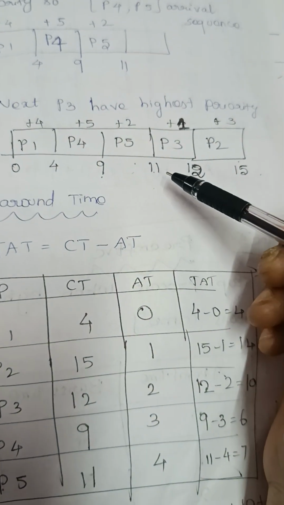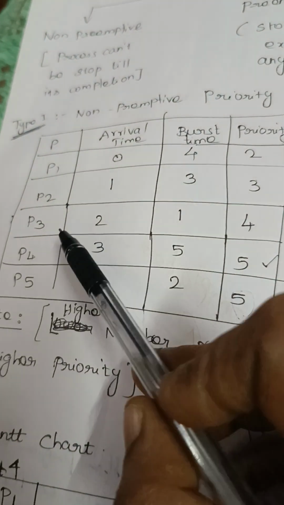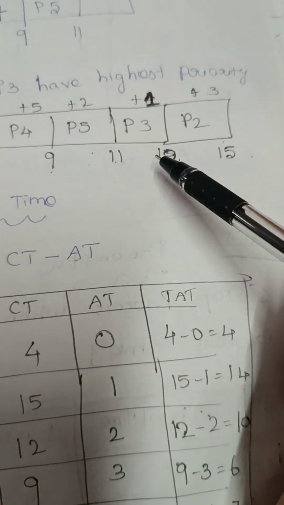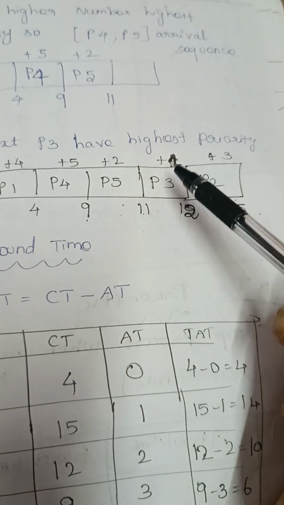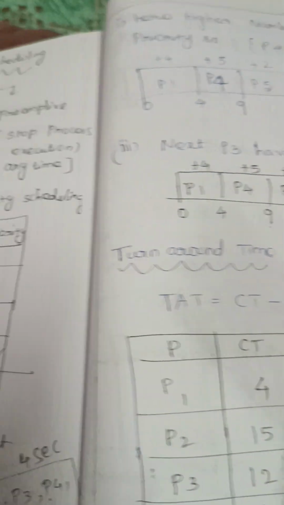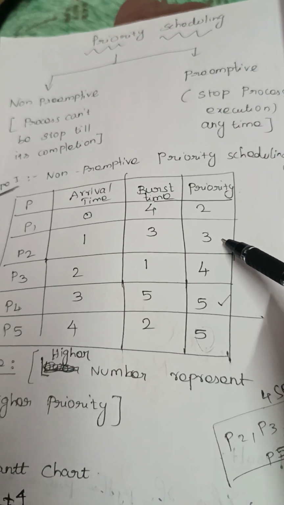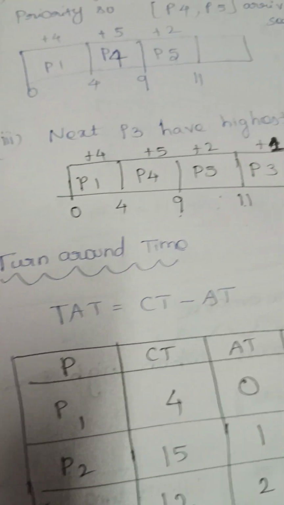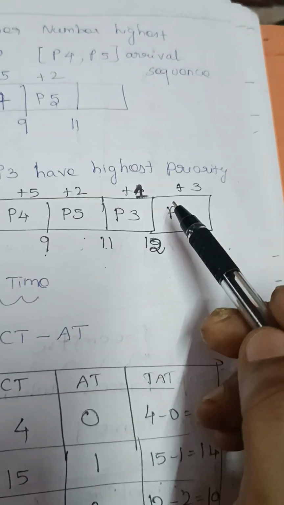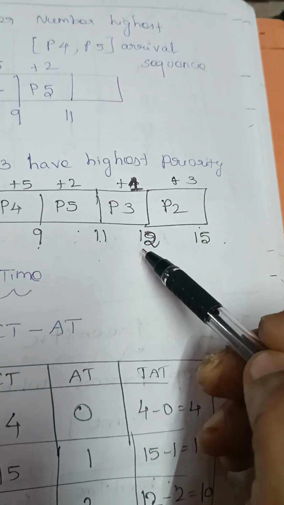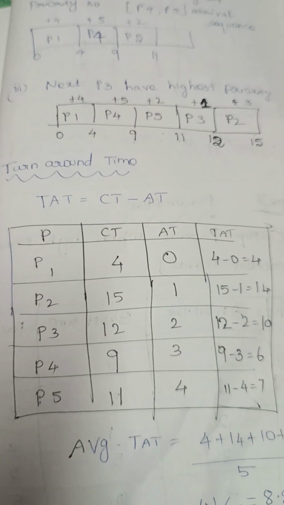And then the next higher priority process is P3, so we include P3. Burst time is 1, so plus 1, 11 plus 1, 12. And then the next highest priority is P2, so we choose P2, and burst time is 3, so 12 plus 3 we got 15. We completed the Gantt chart.